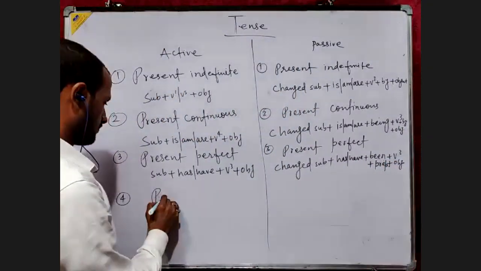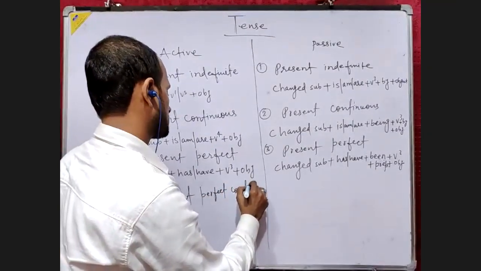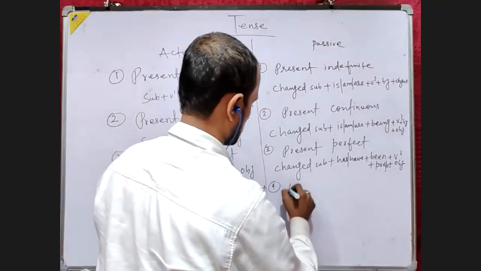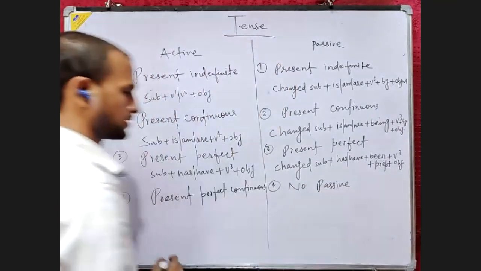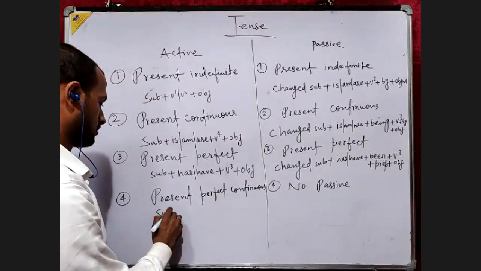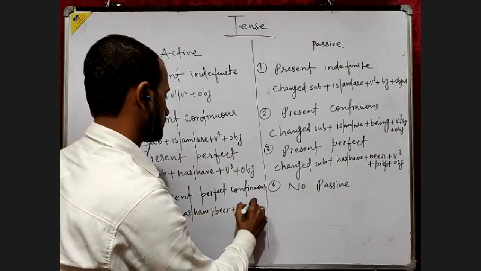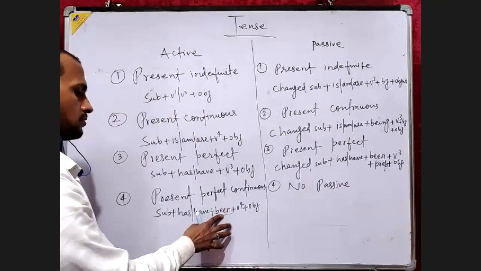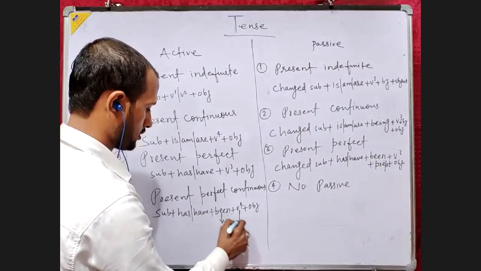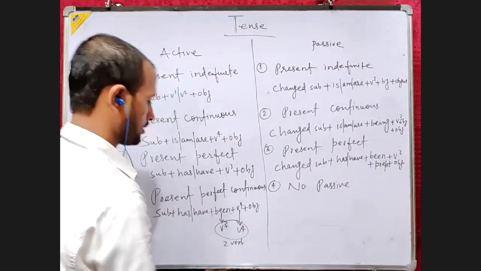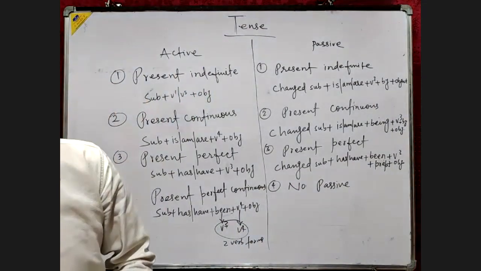Yes. Present perfect continuous. Not passive. No passive. Present perfect continuous का passive नहीं बनता. Subject plus has, have plus been plus V4 plus object, because it is already V3 and it is already V4. It has two verb forms and cannot be changed. You may write it, everyone. Note it.